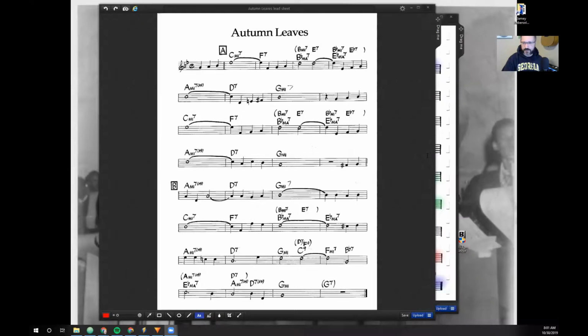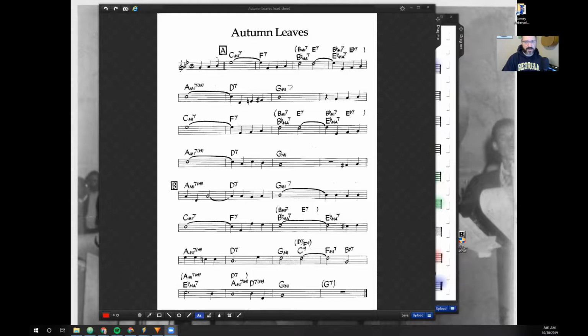All right. So I am looking at Autumn Leaves. Now, Autumn Leaves is a pretty familiar tune. It's also a tune that's, on the face of it, fairly straightforward. We've got, looking at the form of the tune, which is the first thing we should always look at.